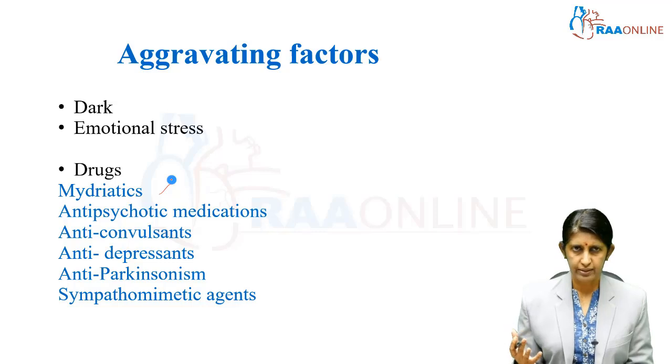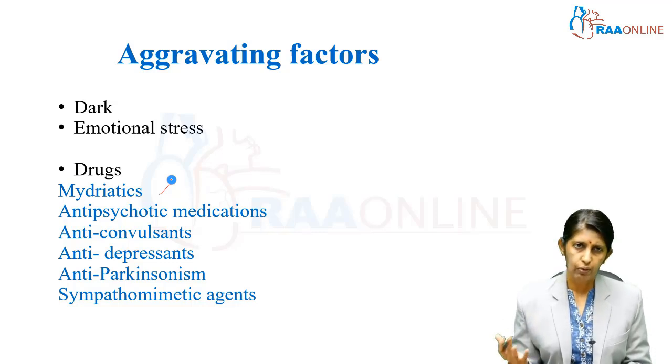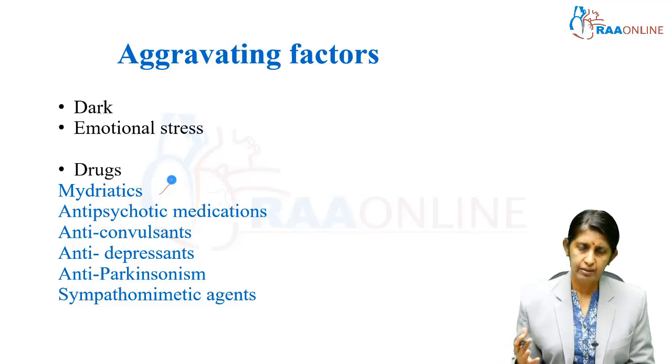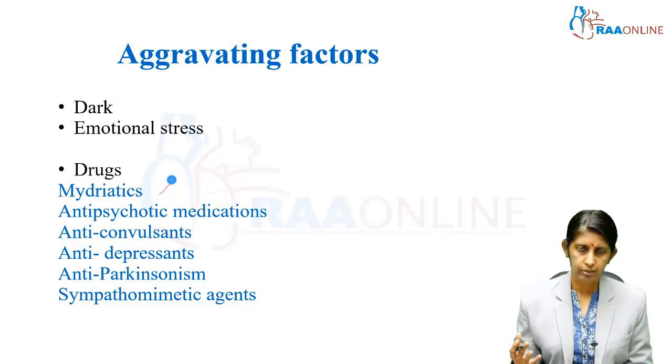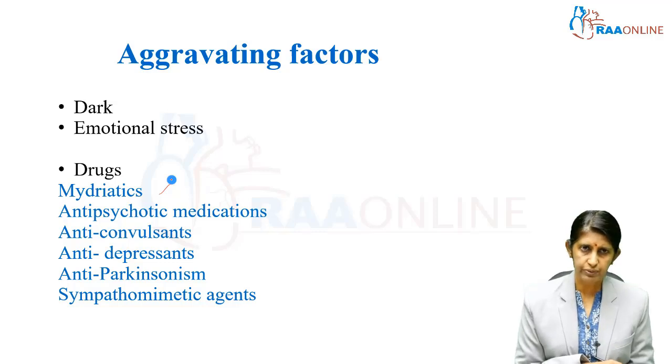The primary action of mydriatics is to dilate the pupil. Examples of mydriatics can be those which are combined with cycloplegia, such as atropine or homatropine, or even plain dilatation, such as phenylephrine, or tropicamide or cyclopentolate. All these can cause mydriasis. Apart from this, it can also occur as a side effect of certain medications such as antipsychotic medications, anticonvulsants, antidepressants, anti-Parkinsonism agents, and sympathomimetic agents.